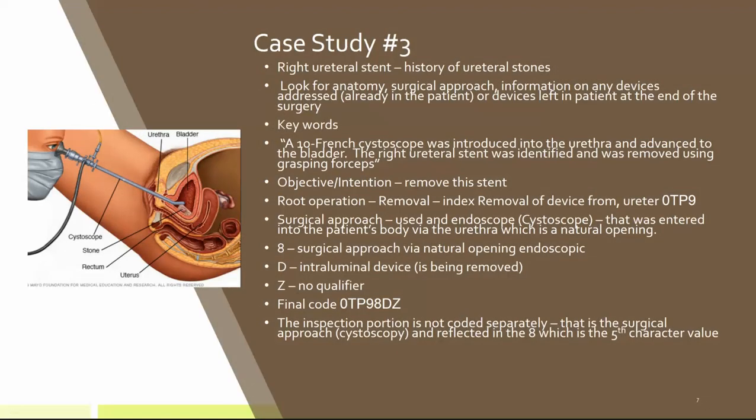Case study number 2, you're going to post to the discussion board in this class. Moving on to case study number 3.